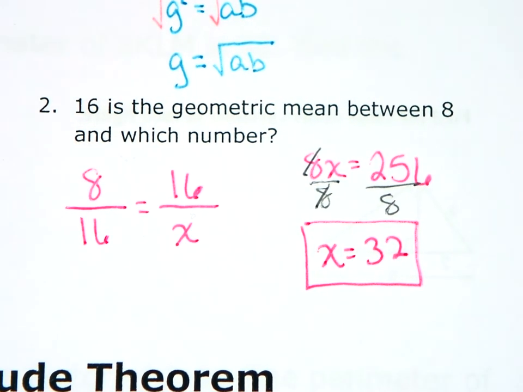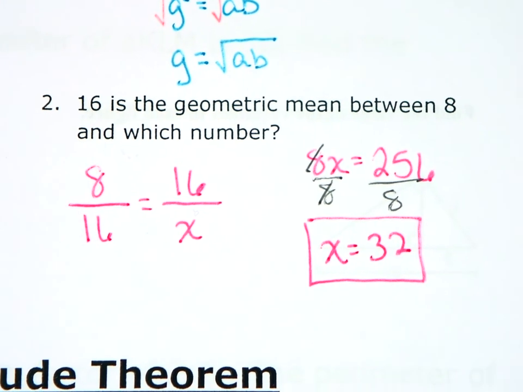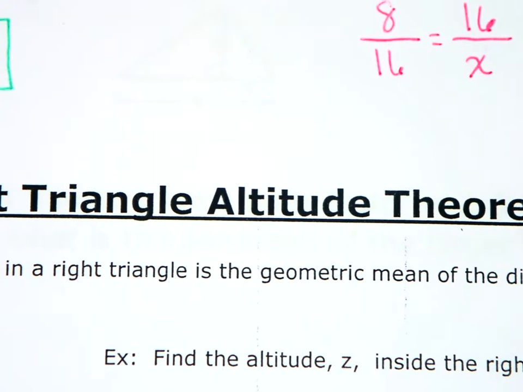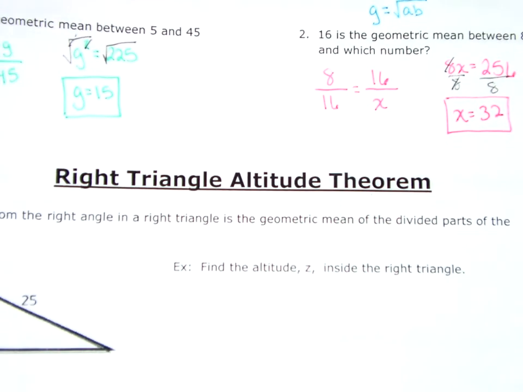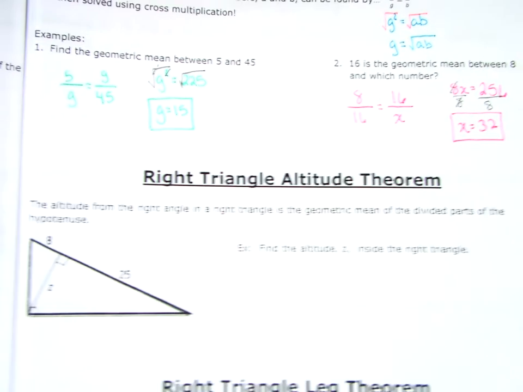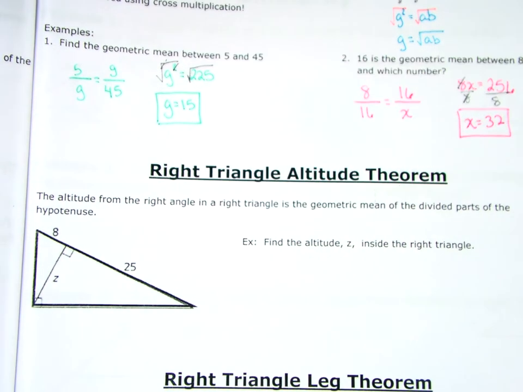How do we use geometric mean in geometry? We use it with right triangles. We have two theorems that we use it for. We have the right triangle altitude theorem and the right triangle leg theorem. Okay? So my right triangle altitude theorem says the altitude from the right angle in a right triangle is the geometric mean of the divided parts of the hypotenuse. Okay, so there's a lot of words there. Let's break it down and talk about what it's talking about.